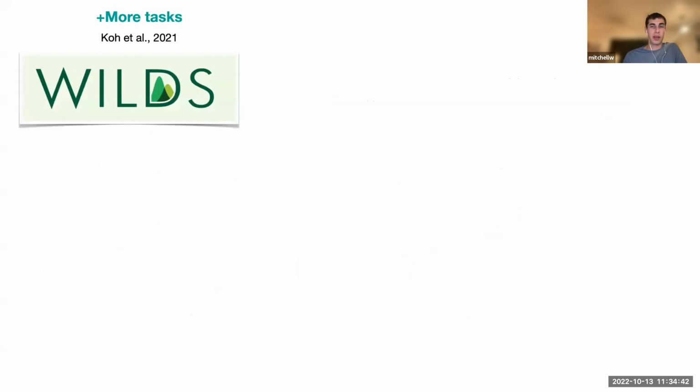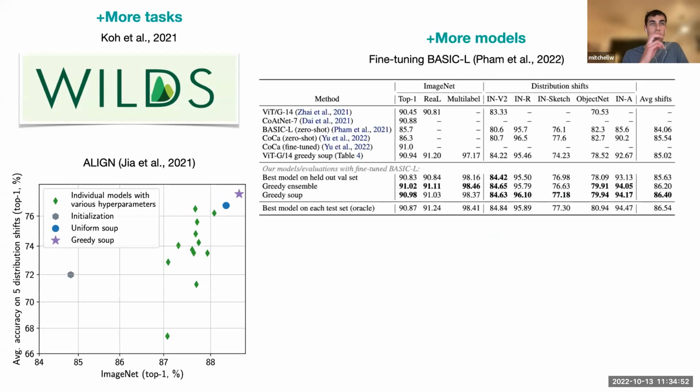Again, we're not going to just look at ImageNet, we're going to look at more tasks. Again, on these wild distribution shifts, model soups also outperform previous approaches, as well as additional models such as ALIGN, shown here on the left, observing qualitatively similar things to the CLIP results earlier, as well as BASIC-L, which is achieving 90.98 on the ImageNet dataset.